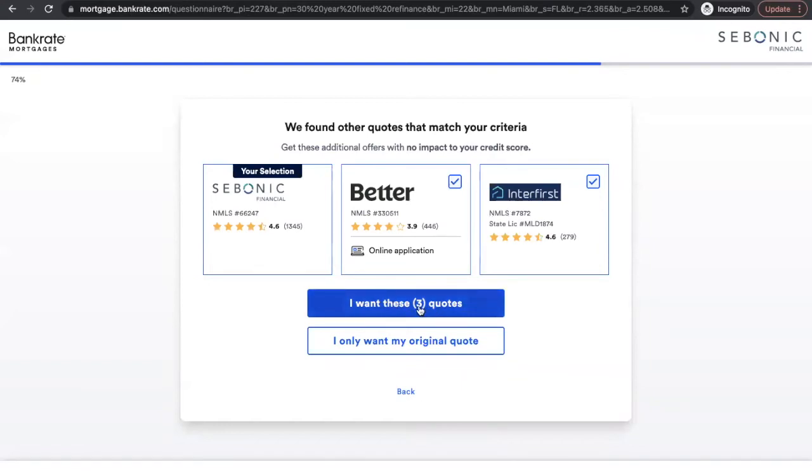You can either say, hey, I want all these 3 quotes. What that means for you as a mortgage lender is you are now going to compete with these other lenders for this particular lead. The cost for this lead is probably cheaper. If the lead says, hey, I only want my original quote, which would be this group here, then you are a 1-to-1 relationship. The lead is sold to you, and the cost per lead is higher.